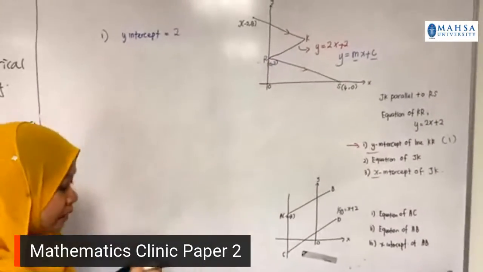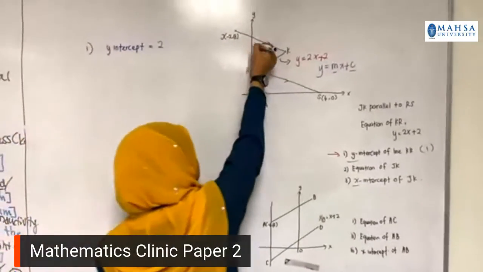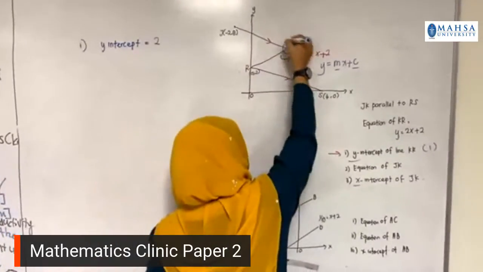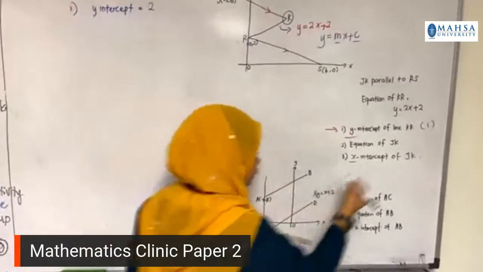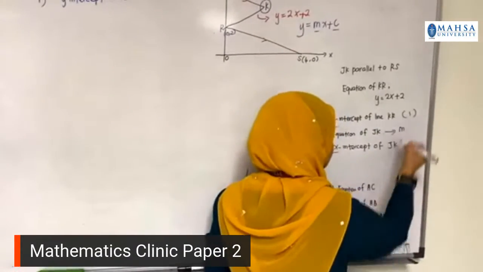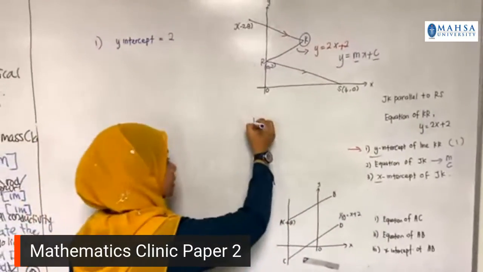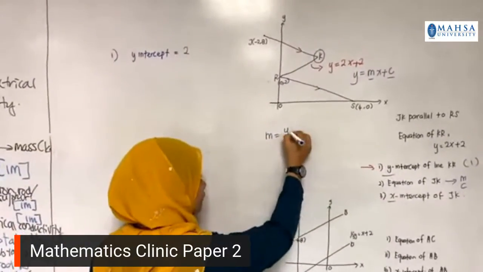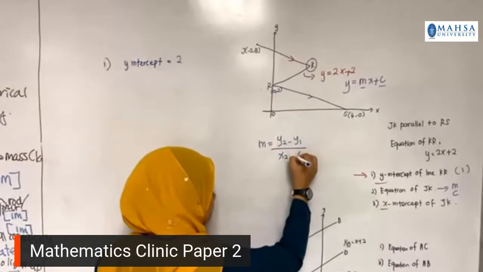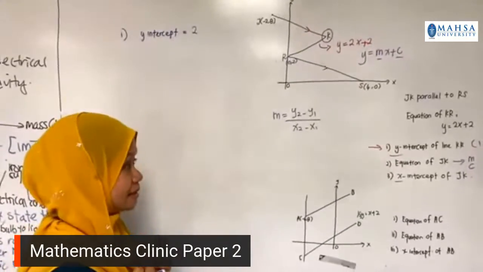Okay, second one, equation of JK. You want to find the equation of JK, but point K is not given. If you want to find the equation of JK, you must have your m value and c value. But if you want to find your m, you must use this formula: y2 minus y1 over x2 minus x1.